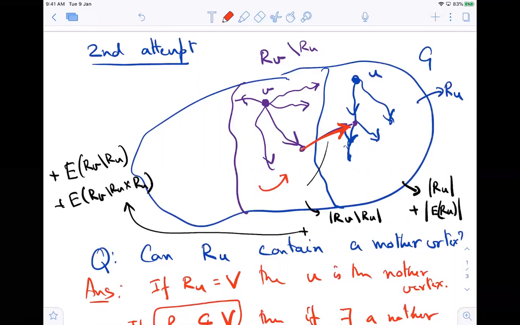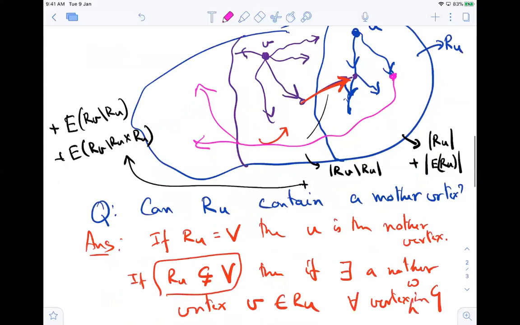Let's think of it in a different way. Let's say that this vertex is a mother vertex. Can it be? Because if this vertex is a mother vertex, I know that there is an edge from here to every other vertex, right? So by transitivity from U, there must be an edge to every other vertex. And that simply contradicts the fact that R of U is not the whole set.